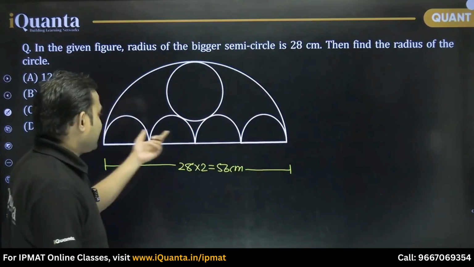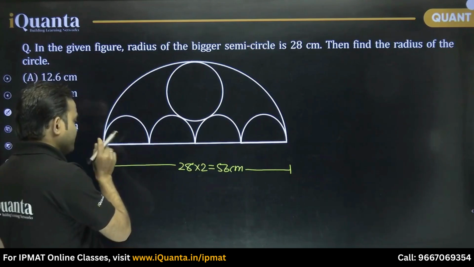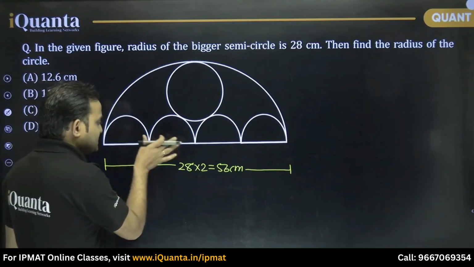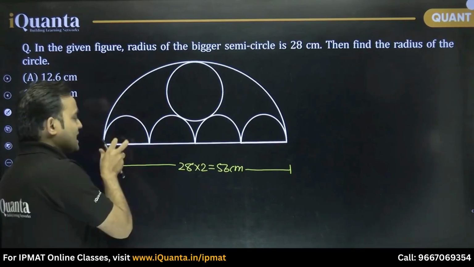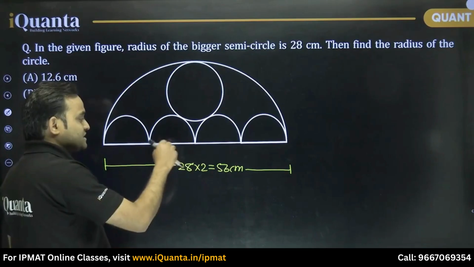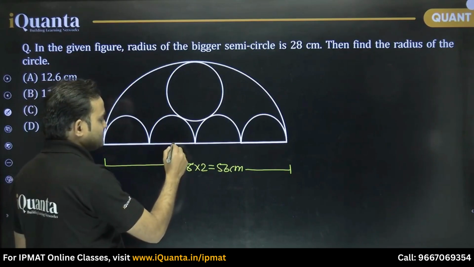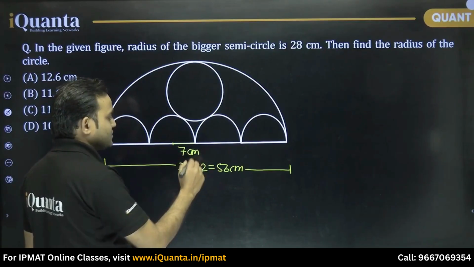Now these are again 4 semicircles, right? So can we say if d plus d plus d plus d, 4d is equal to 56, each diameter will be 14 centimeter, or the radius of this circle will be 7 centimeter. This must be 7 centimeter, right?